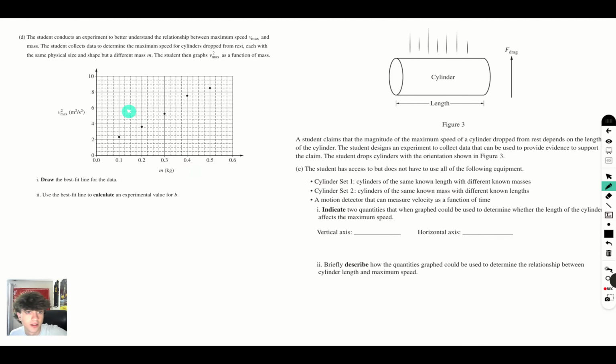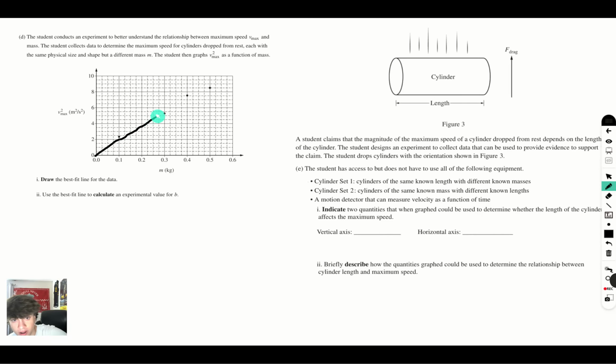Alright. Part D gives us a graph of v squared over m, and it asks us to draw a best fit line for the data. This is a rough best fit line. If you're actually taking an AP test, you would want to use a ruler. Use the best fit line to calculate an experimental value.